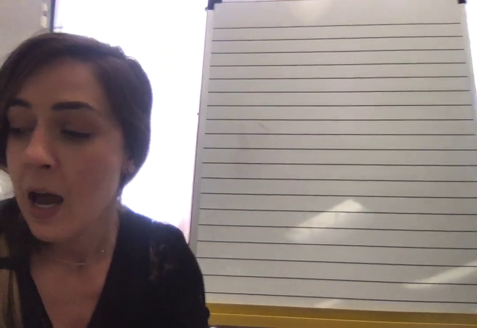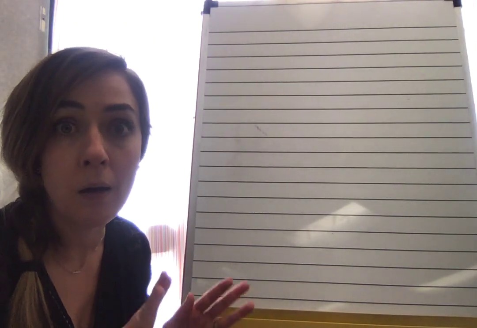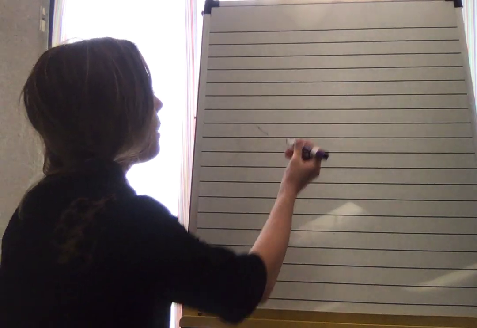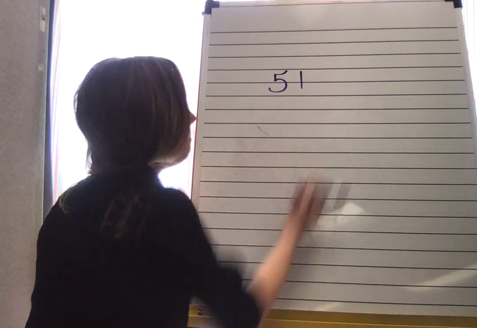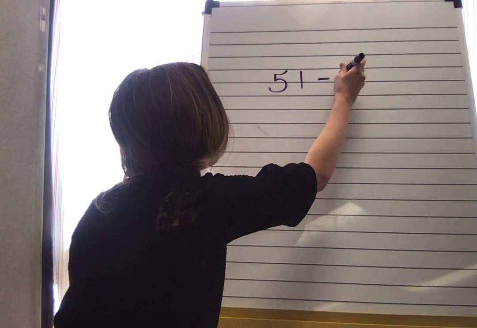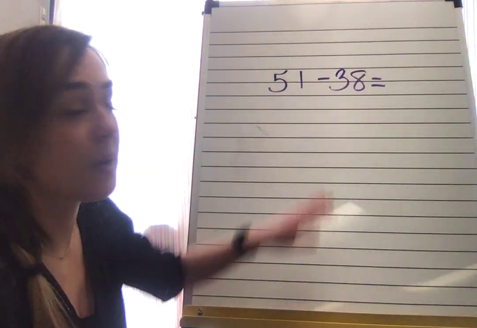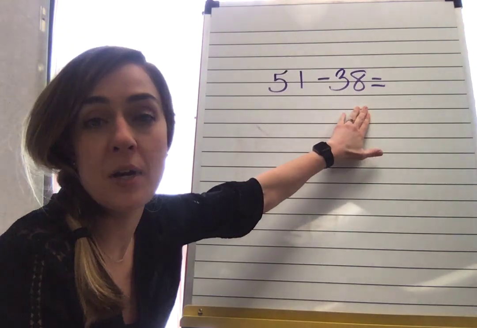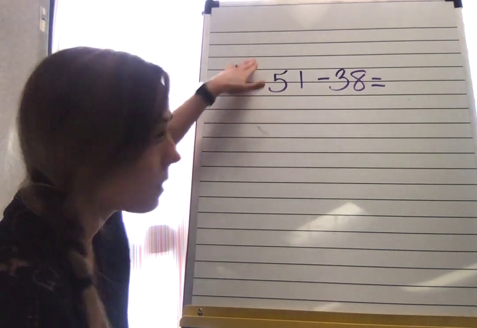So let's review. I told you yesterday that, let's write a problem up on the board, in any subtraction problem, the bigger number always has to go first. So I want to subtract 51 and 38. So my bigger number is first and my smaller number is second. So my step one is that I need to build my big number, 51.